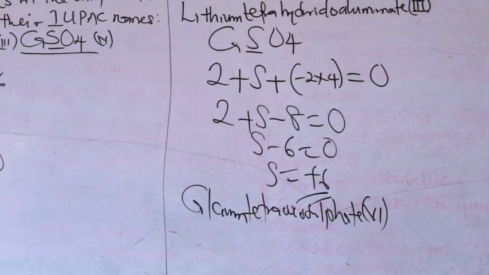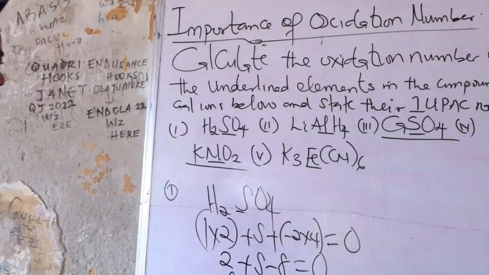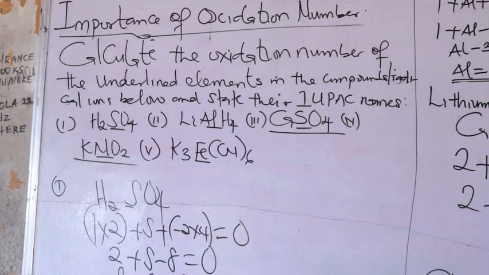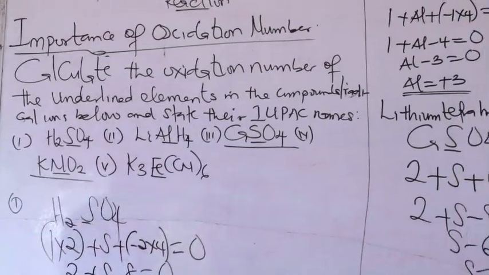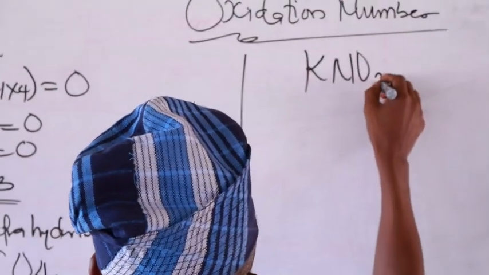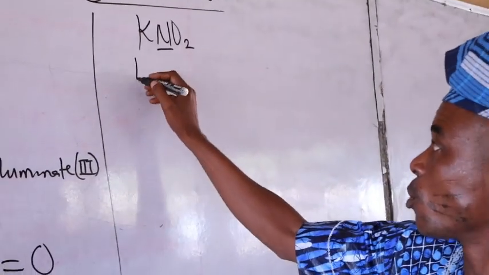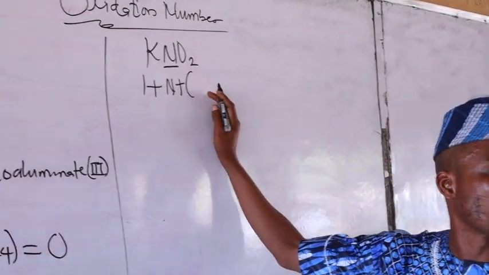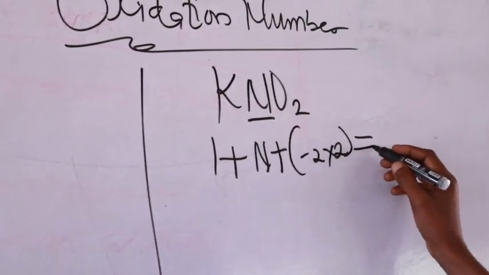So let's look at the second one. Circle it. So what is the name of this? Potassium dioxonitrate. It shows that the oxidation number of nitrogen there is +3. So let us look at how we arrive at that. We have KNO2. Potassium, we have oxidation number of what? +1. So that is plus that of nitrogen plus, we've said oxidation number of oxygen is equal to -2 times 2 because there are 2 atoms, and everything will give us 0.